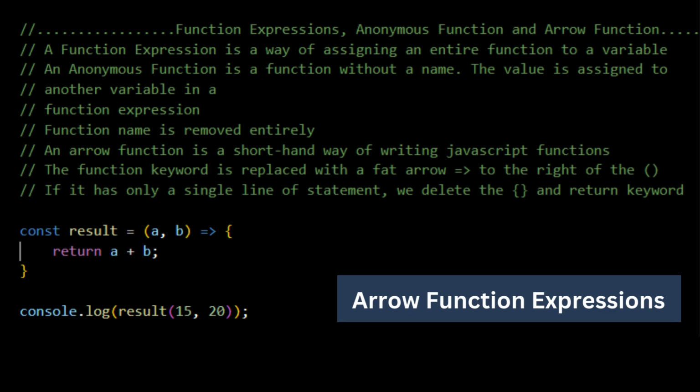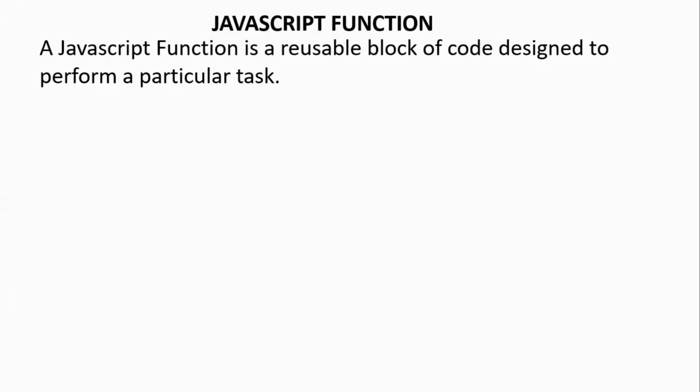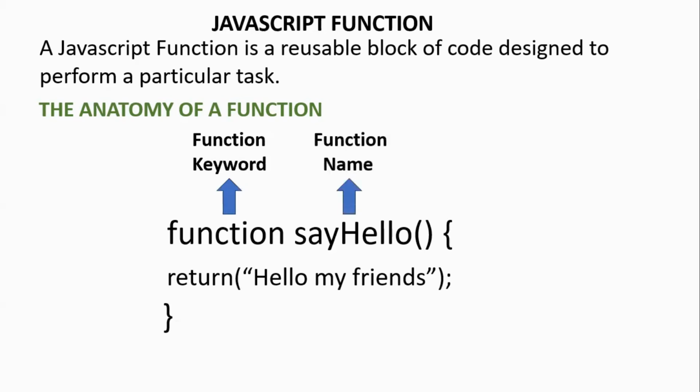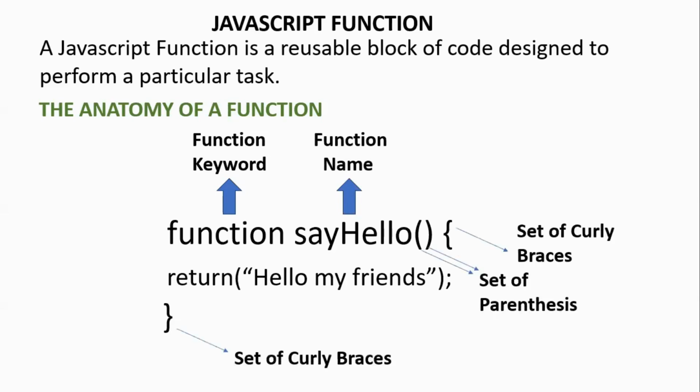So let's get started. A JavaScript function is a reusable block of code which is designed to perform a particular task. Here is an anatomy of a JavaScript function. Using this function as an example, I want to show you how to declare a function. You start with the function keyword, that is function, and follow that with the name of the function. In our own case, it is sayHello. And after that will be a set of parentheses, followed with a set of curly braces.